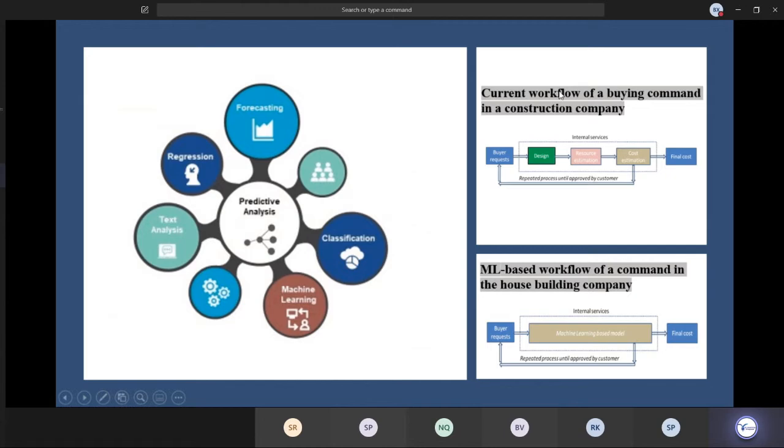So in a simplified representation, this one is the current workflow of a buying command in a construction company. At first, once a buying command is made, the key information on the features of the house to be built, such as the ground surface area, number of floors, number of windows, construction material, are collected by the sales representative. These data are then passed to the design team, right? They will sketch a plan of the future house and structural mechanics. This person will assure that the design is safe to build.